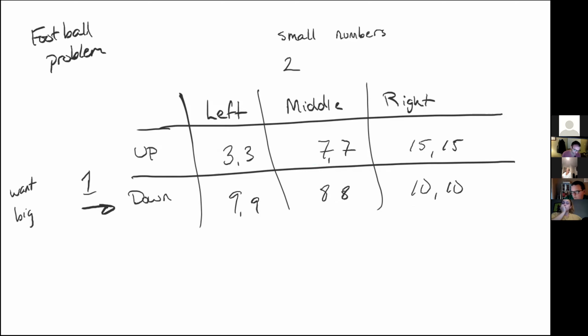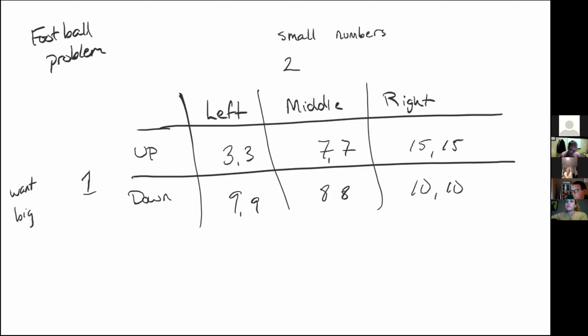Okay. So, player 1 doesn't have a dominant strategy, right? They seem to, but when you get to that last one, they don't, right? What about player 2? Do they have a dominant strategy? Right, remember, they want small numbers.